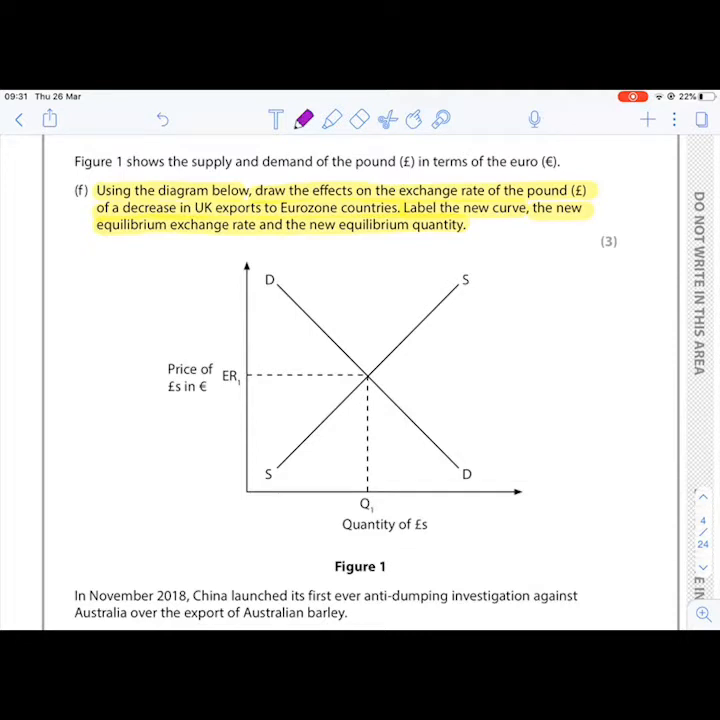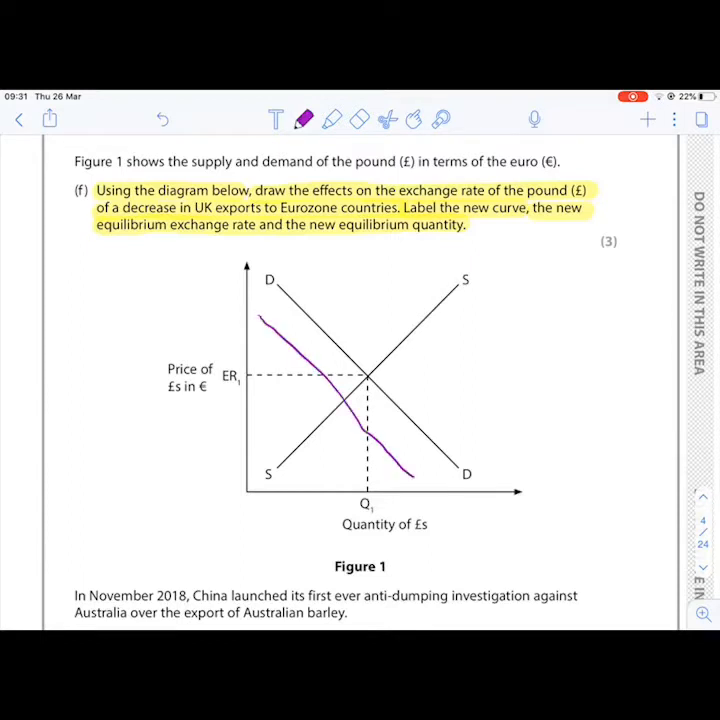Remember, if you're a French car manufacturer and you want to import glass from the United Kingdom, you need to change that. The French car manufacturer will have to exchange their euros to the British pound before buying a product from the UK. Okay, so because demand for UK exports is decreased, the demand for the pound will also decrease.